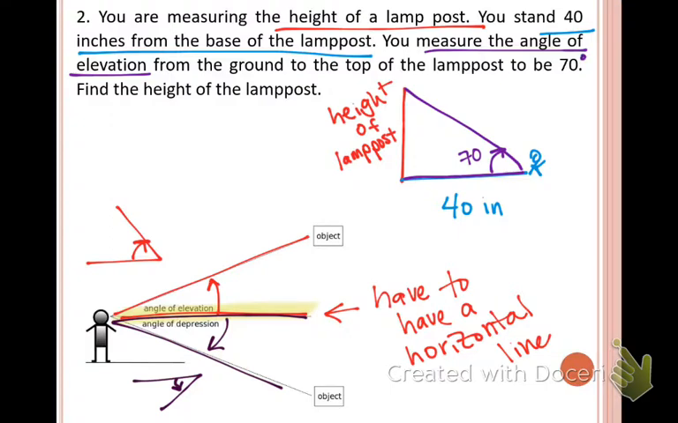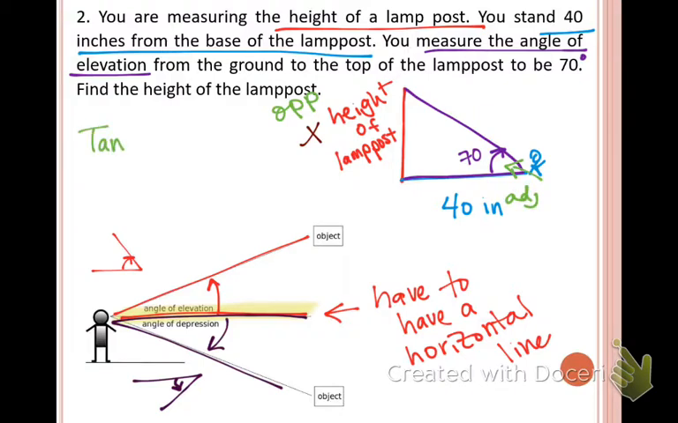Find the height of the lamppost. So do we already have that labeled? Yes. We do. We're finding this. Are we going to use a Pythagorean theorem or a trig ratio? Trig ratio. So we need to label from 70 degrees. What kind of side is X? And then what kind of side is 40? So which trig ratio are we going to use? Tangent.